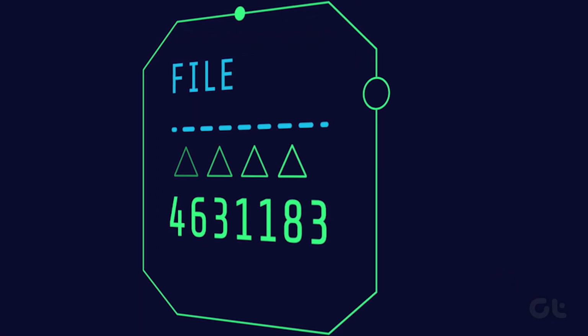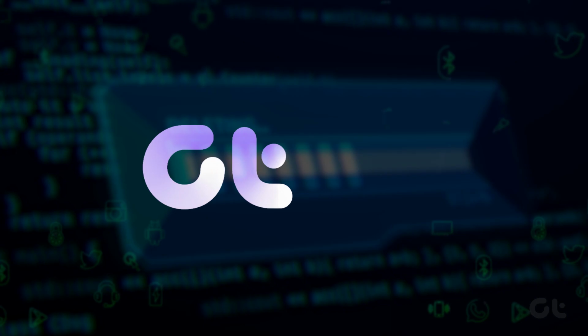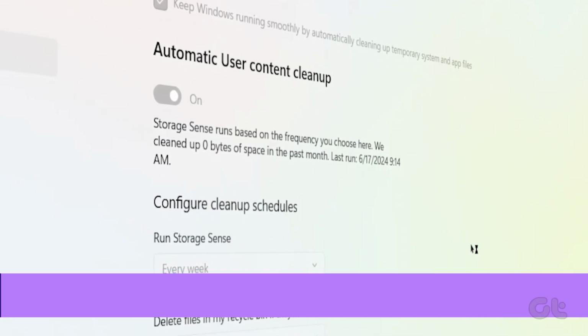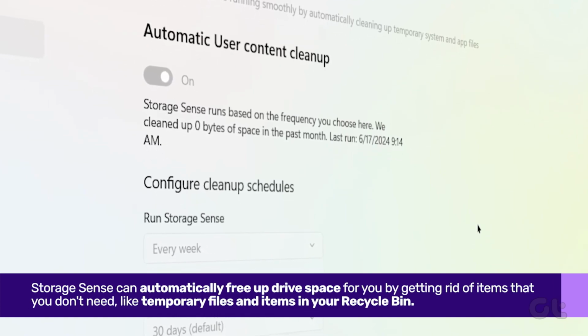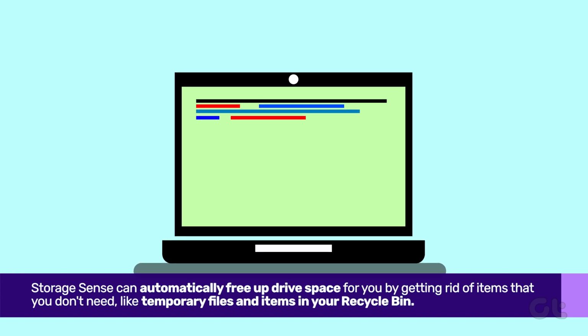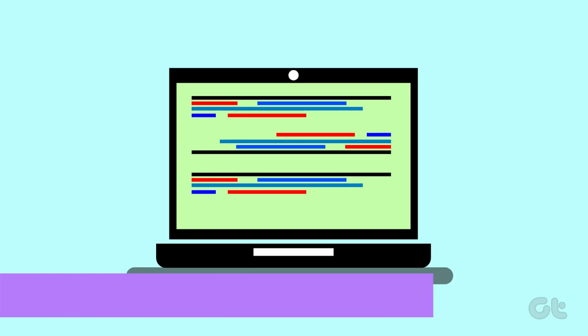In this video, we are going to show how to view and manage drive space with Storage Sense in Windows. Storage Sense can automatically free up drive space for you by getting rid of items that you don't need, like temporary files and items in your recycle bin. Here's more info on how it works and how to set it up to meet your needs.